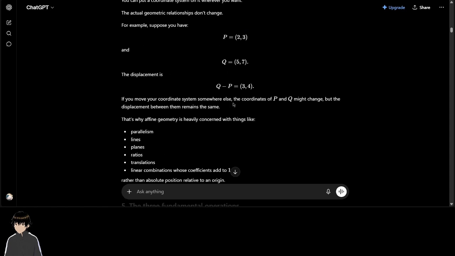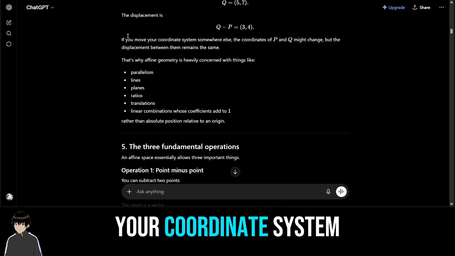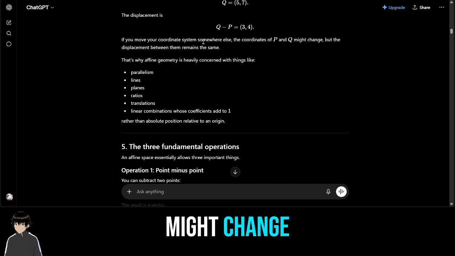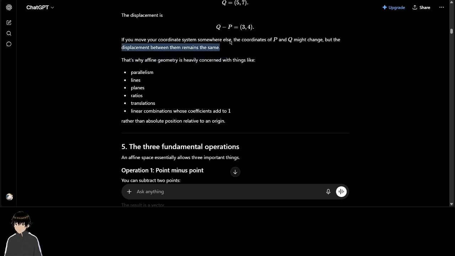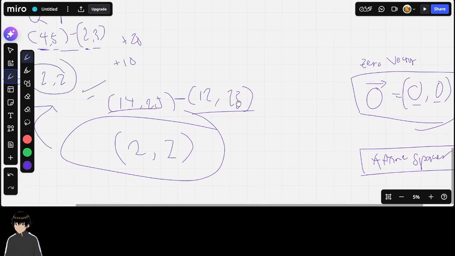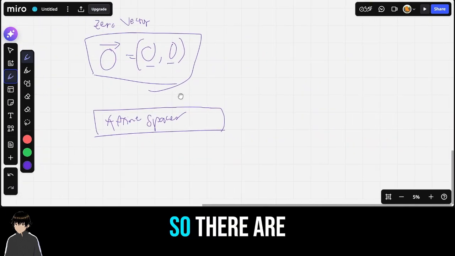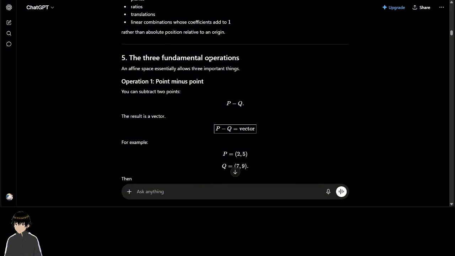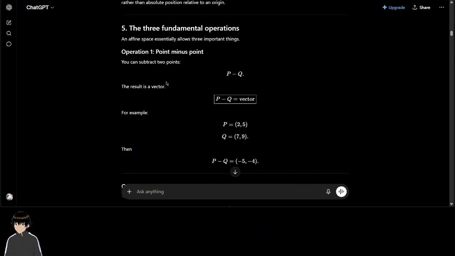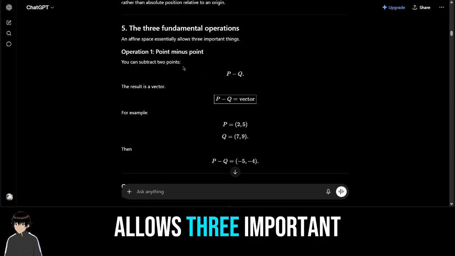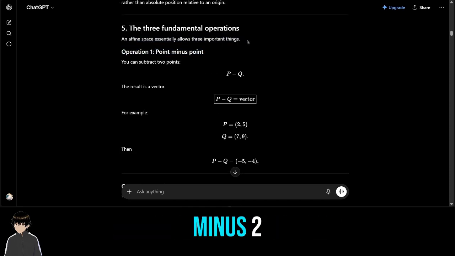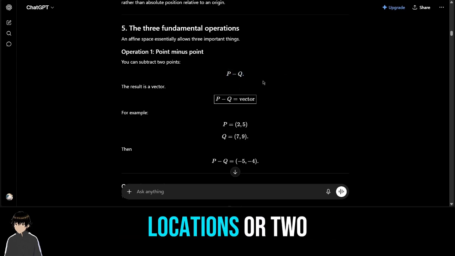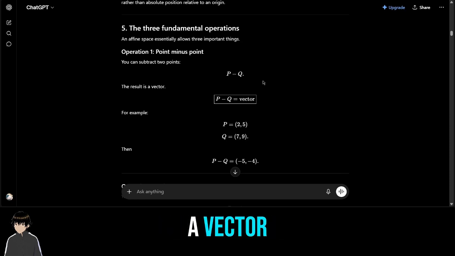Okay? So this is what I said earlier. If you move your coordinate system somewhere else, the coordinates of P and Q might change, but the displacement between them remains the same. The same idea here. So there are three fundamental operations. Affine space essentially allows three important things. If you subtract two locations or two points, you get a vector.